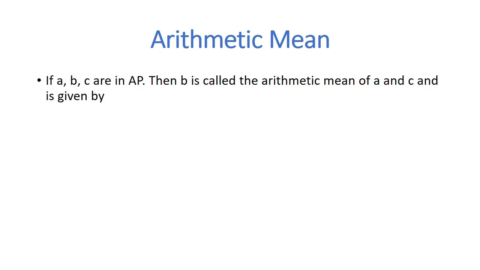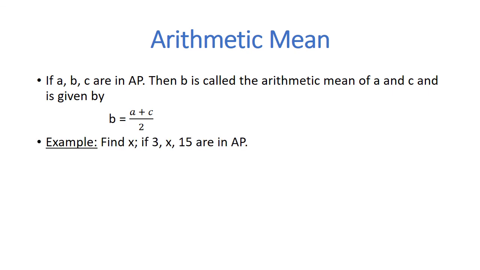Let us take an example and understand. B is equal to A plus C by 2. A, B, C are in AP. So B is equal to A plus C divided by 2: the first number plus the third number divided by 2 is equal to the second number. Understood? Find X if 3, X and 15 are in AP. So the number in the middle. Yes, so X is equal to 3 plus 15 by 2, 18 by 2, that is equal to 9. Yes, this is a common 1 mark question, so just work it out.